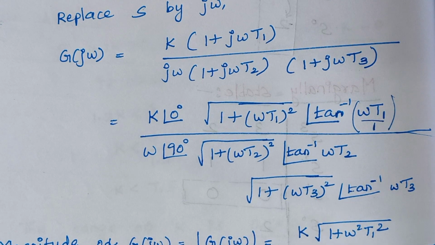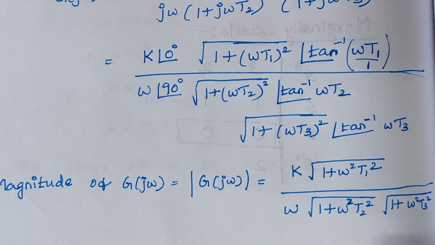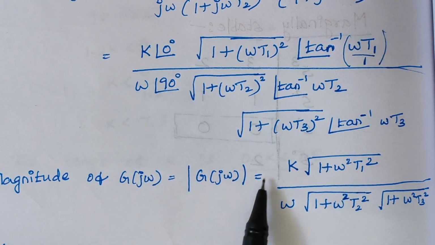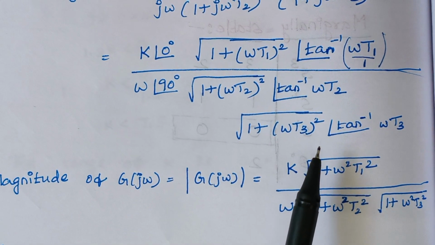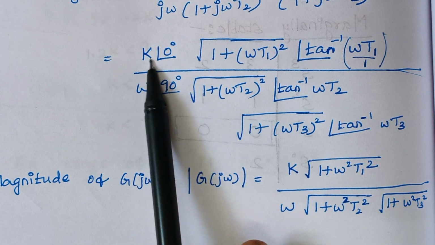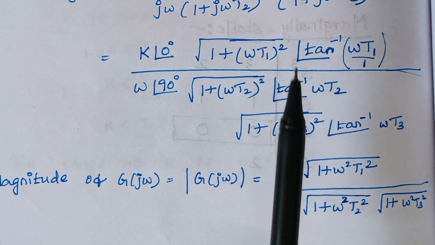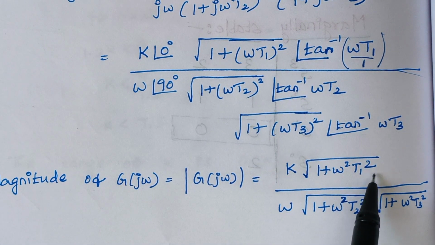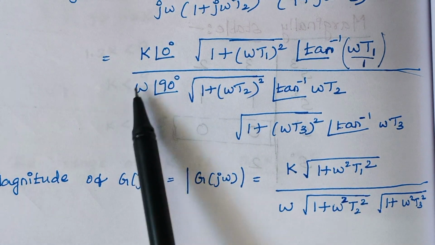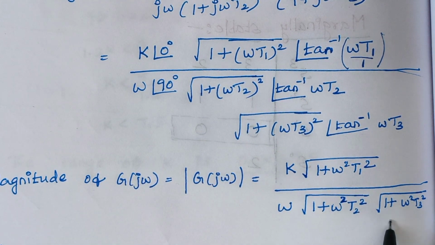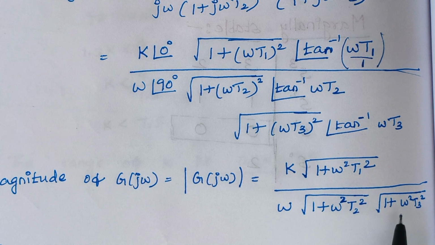Right. Next we are going to write the magnitude alone. So the magnitude of G(j omega) is written as, now we are writing only the magnitude. So here k times square root of 1 plus omega square T1 square, and here this omega, and here again square root of 1 plus omega square T2 square, and again this term square root of 1 plus omega square T3 square. So magnitude gets over here.